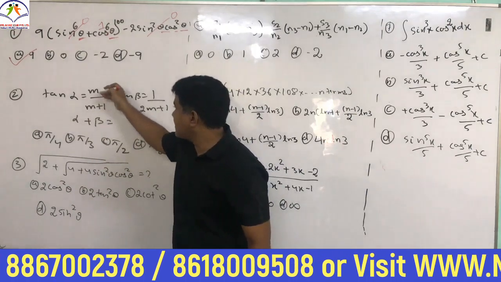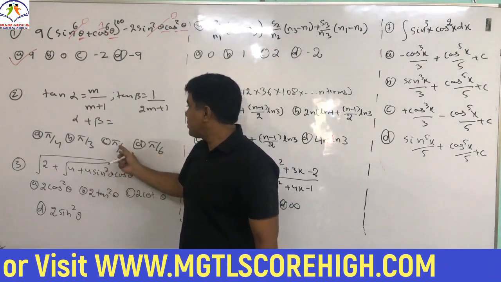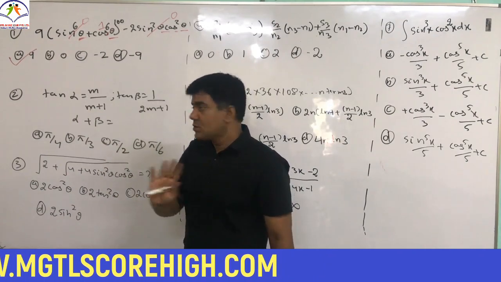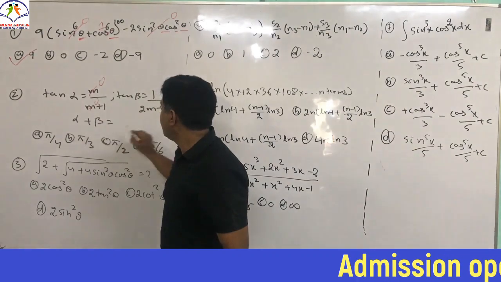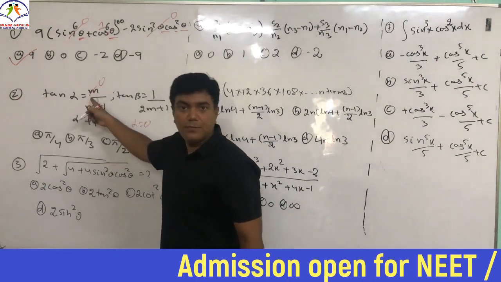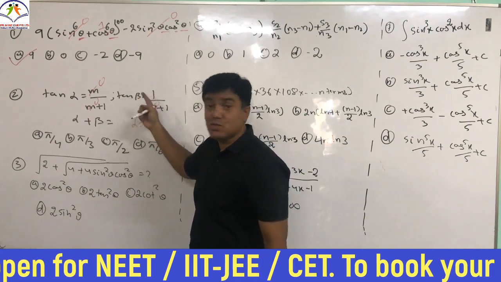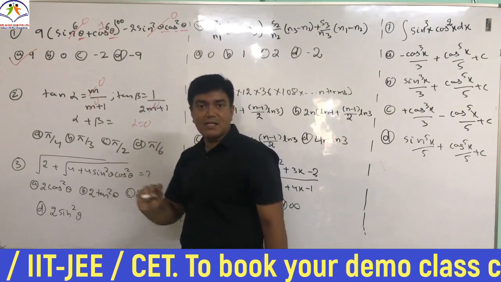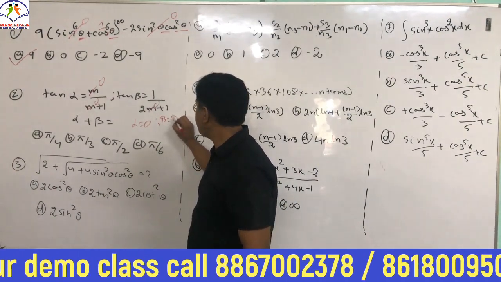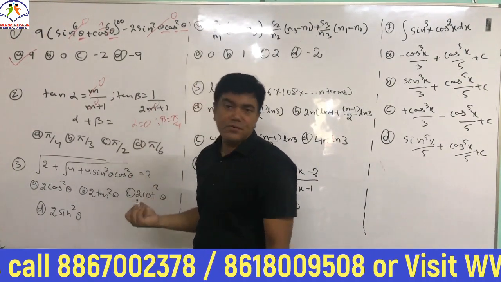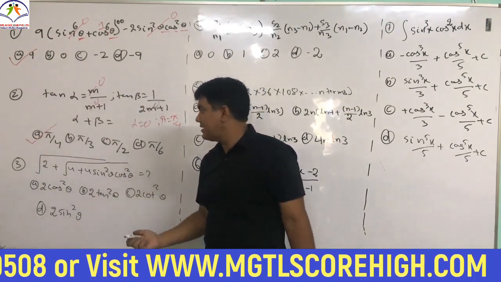See, the question has m, but the options don't have m. That means your answer doesn't demand m. So put m as 0 in the question. The moment you put m as 0, you will get alpha as 0. And tan beta, if you put m as 0, you will get tan beta as 1. So which value of beta has tan beta as 1? 45 degrees, which means beta is pi by 4. So 0 plus pi by 4 is how much? Pi by 4. See how simply we did it.